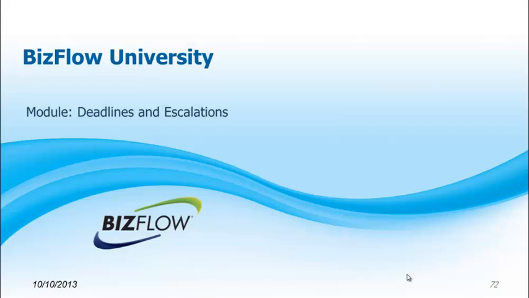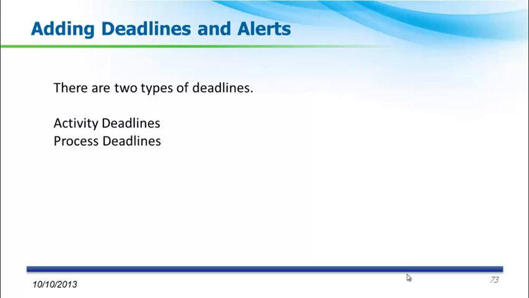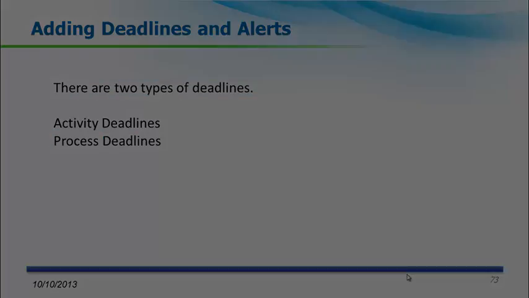In this module, I'm going to cover deadlines and escalations. There are two types of deadlines that we can track in BizFlow. The first is activity deadlines. Each individual task or activity in the process can have a deadline. In addition to that, the overall process can have a deadline.